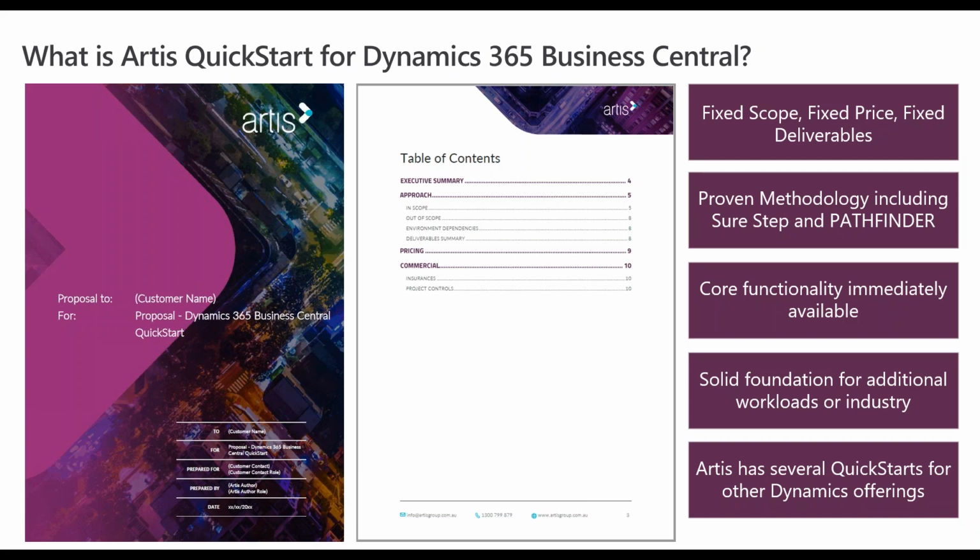So we're creating the foundation now, knowing that these other capabilities might need to be exploited at some stage in the future. So Artis has got a number of quick starts. The one for Dynamics 365 Business Central is one of those, but we have a number of others for various technologies, especially those associated with Microsoft Dynamics. And they all use the same formula to provide that fixed scope, fixed price, fixed deliverable, using proven methodology, making sure we get the core functionality in place, and making sure we deliver immediate value and providing a solid foundation for future endeavours that the customer might have.